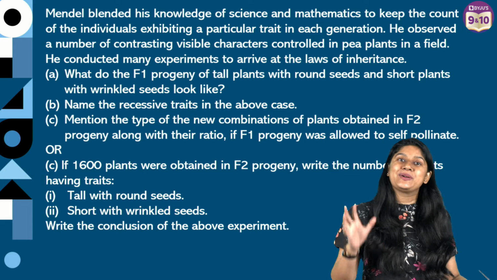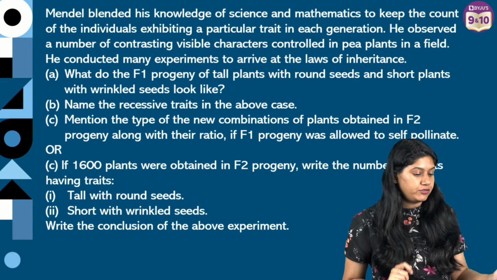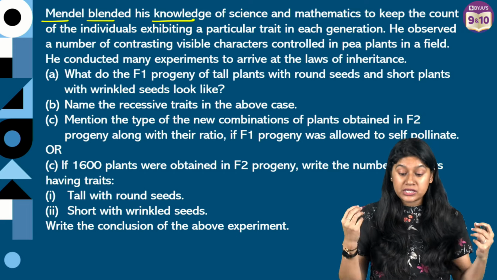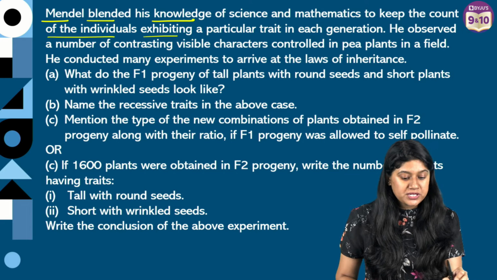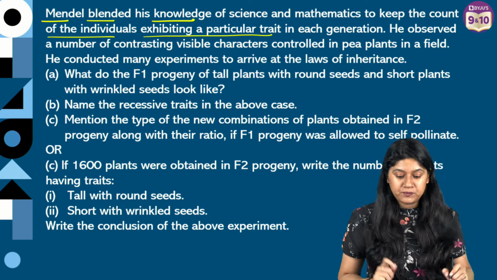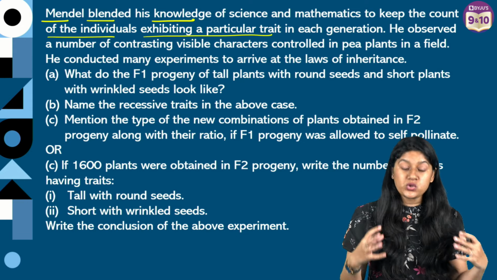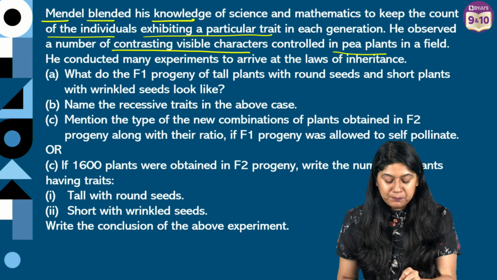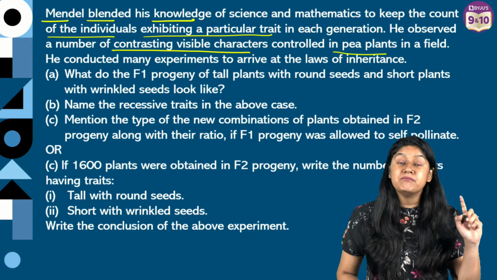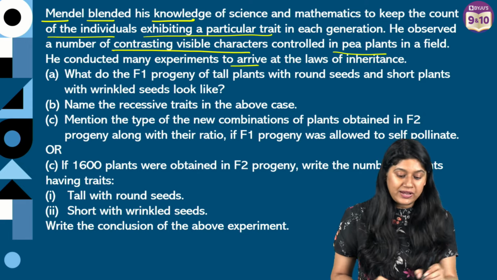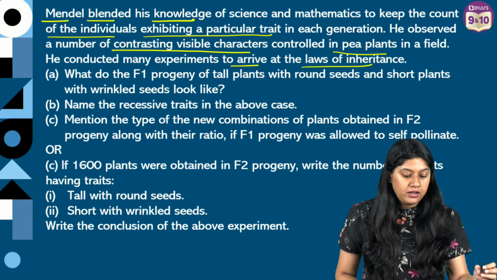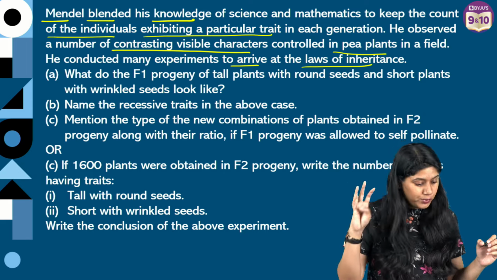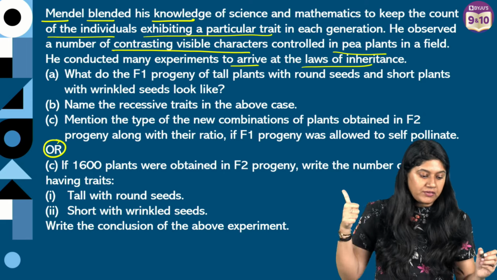Question number 2 is lengthy. Let's quickly read the question very carefully. Mendel blended his knowledge of science and mathematics to keep the count of the individuals exhibiting a particular trait in each generation. He observed a number of contrasting visible characters controlled in a pea plant in a field. He conducted many experiments to arrive at the law of inheritance. Now we have 3 questions, with the OR over here. We have A, B, and C.